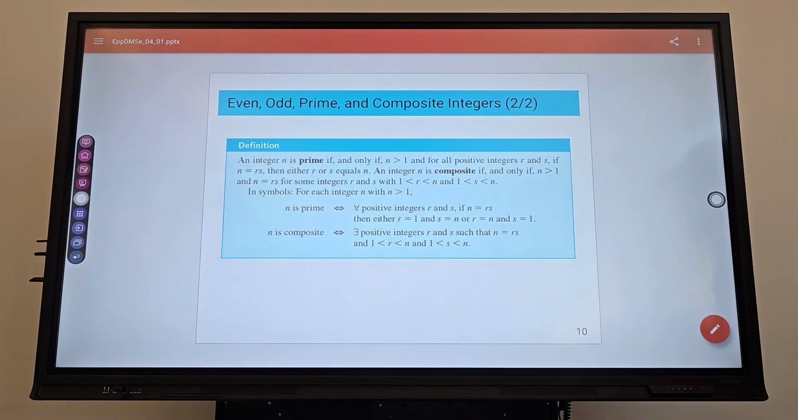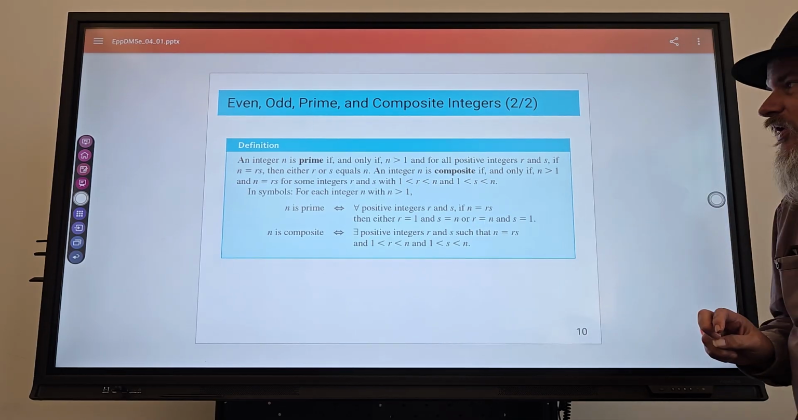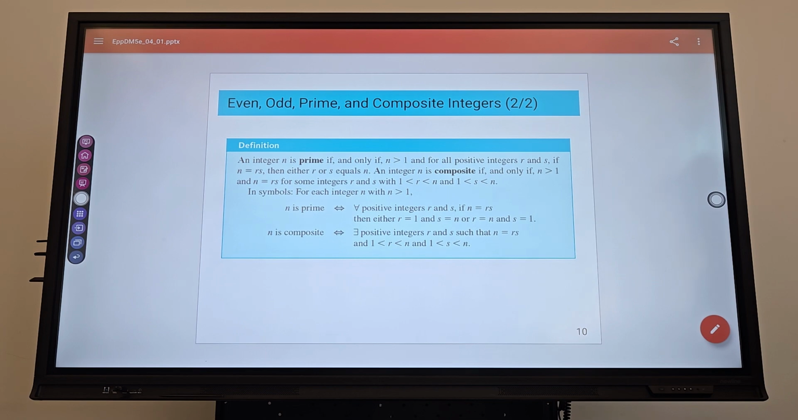An integer n is prime if and only if n is greater than 1, and for all positive integers r and s, if n equals rs, then either r or s equals n. An integer is composite if and only if n is greater than 1, and n equals rs for some integers r and s, with r being between 1 and n, and s being between 1 and n. And symbolically it gives it here.